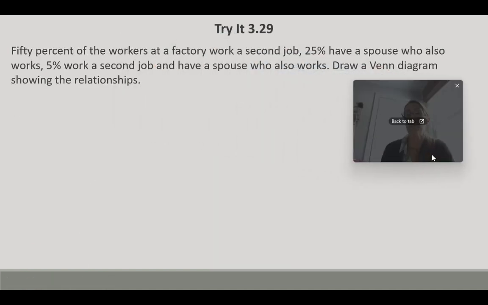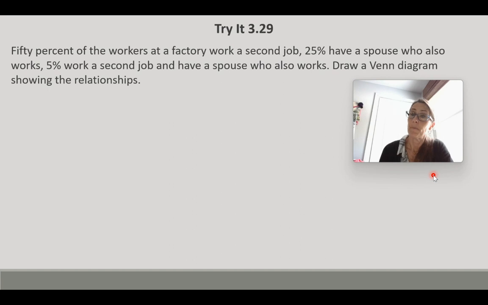So here we have percents instead of numbers or events or outcomes, I mean. So 50% of the workers at a factory work a second job. 25% have a spouse who also works. 5% work a second job and have a spouse who also works. So draw a Venn diagram showing these relationships.